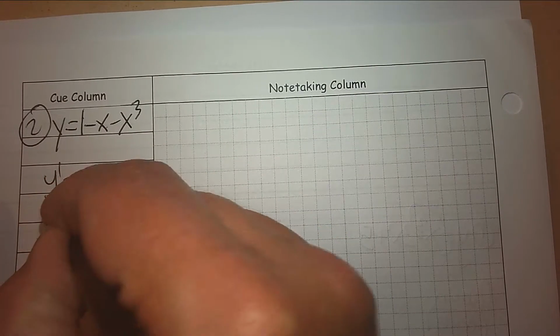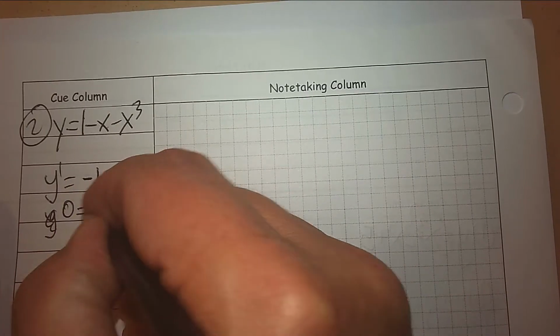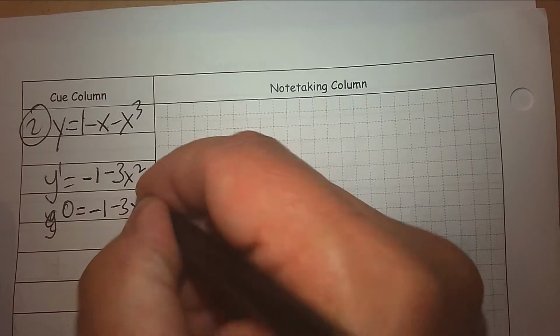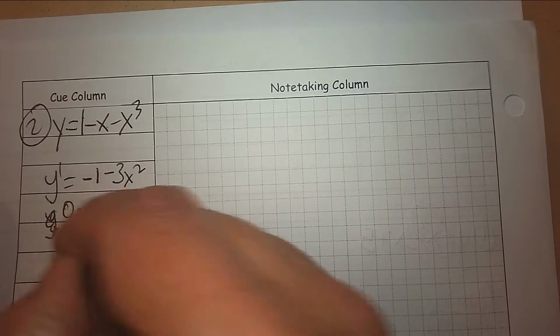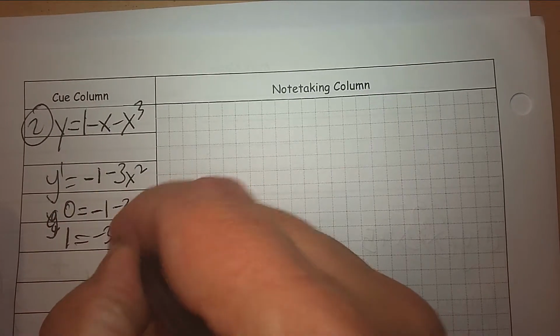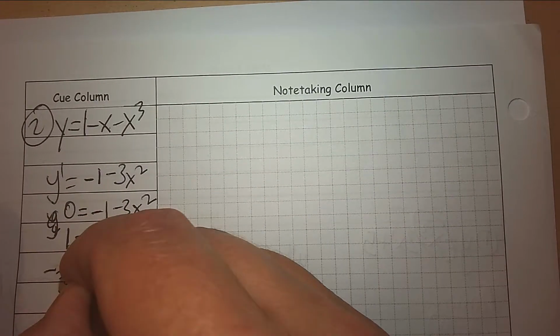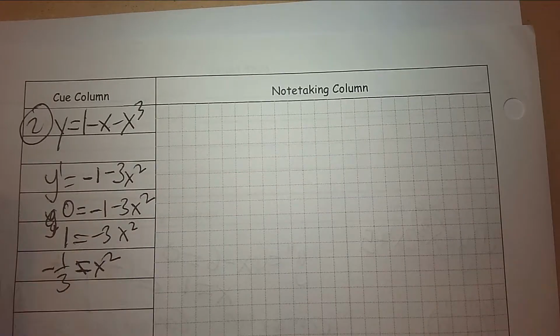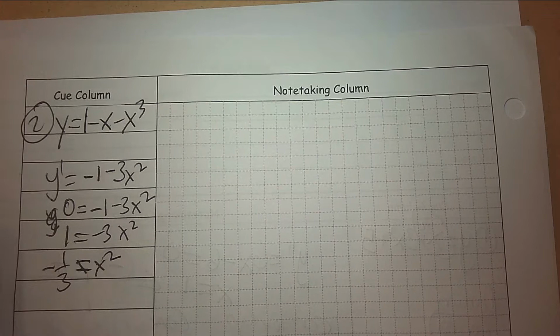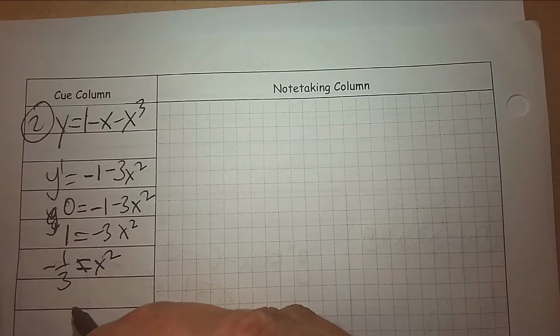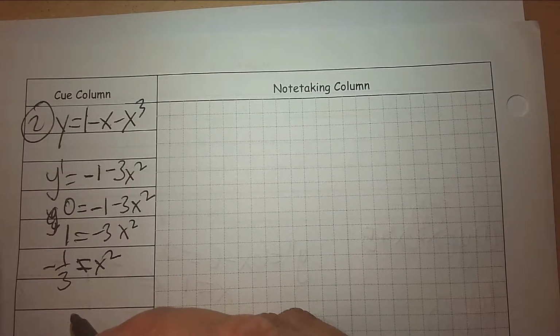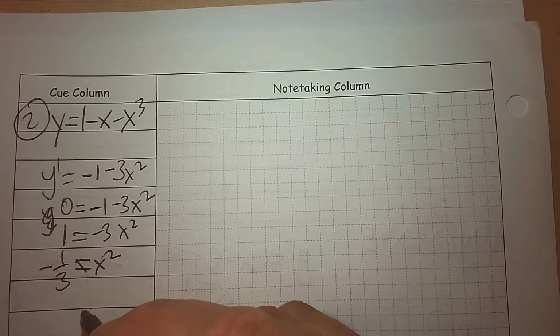So I'm going to make it equal to 0. I think something's going to happen here. If I add 1, and if I divide by 3, what happens? Can you take the square root of a negative number? It's imaginary, right? So that means we have no critical numbers.